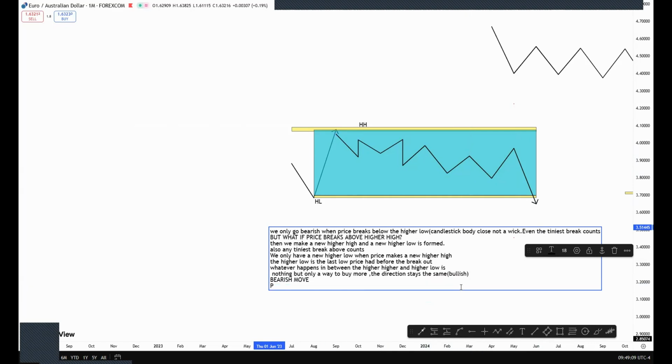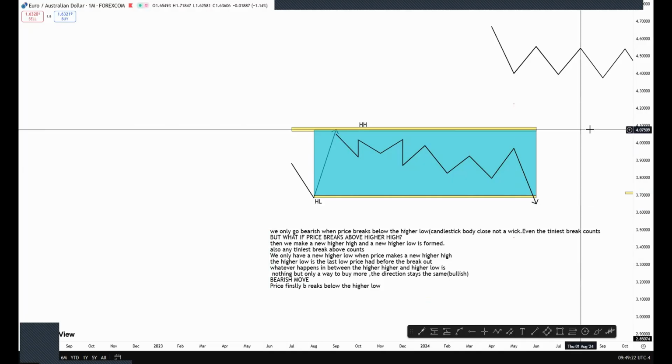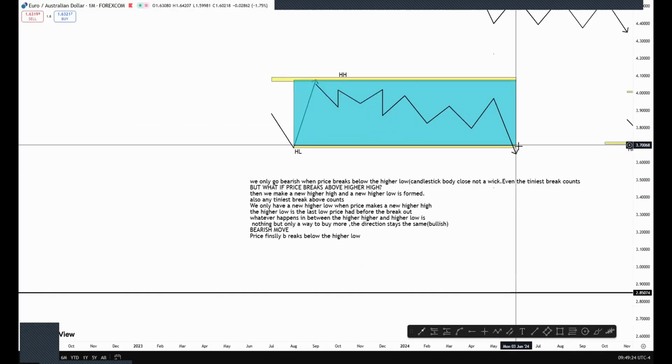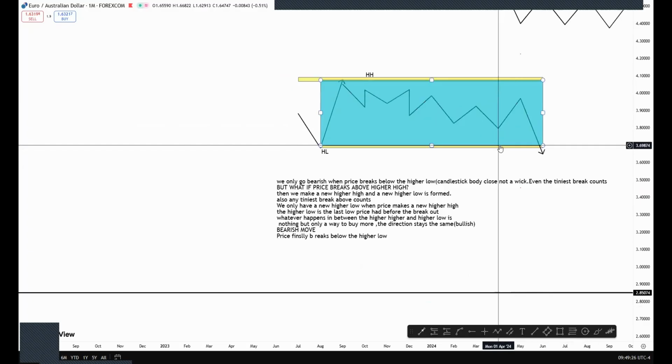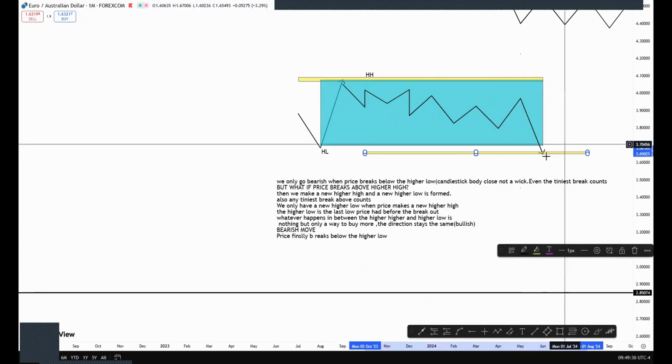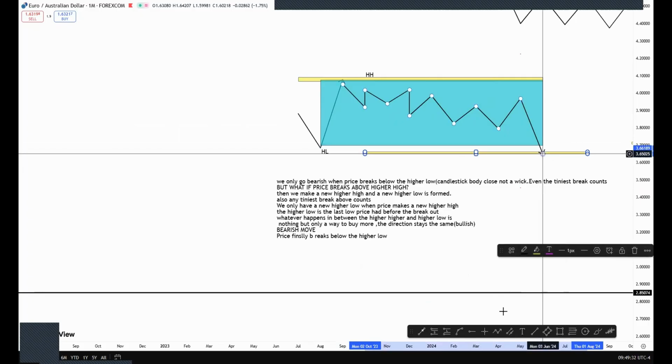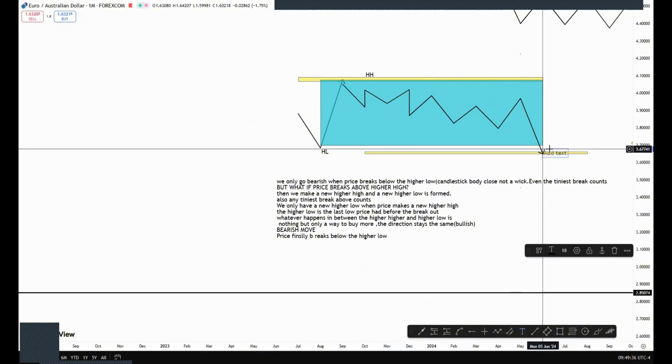Price finally breaks below the higher low, right? So when we break below the higher low, now again the question is what happens when we break the higher low? Things now change. This, from being our higher low, becomes our lower low, okay?